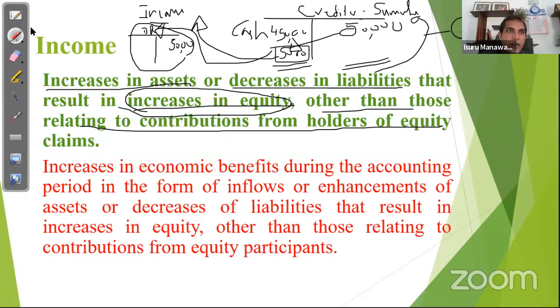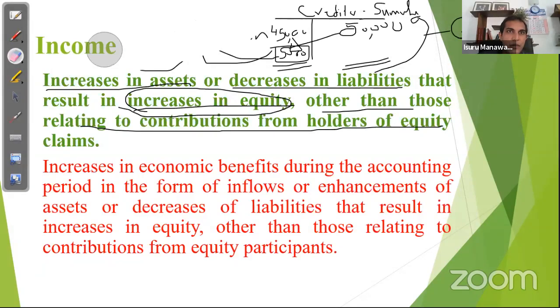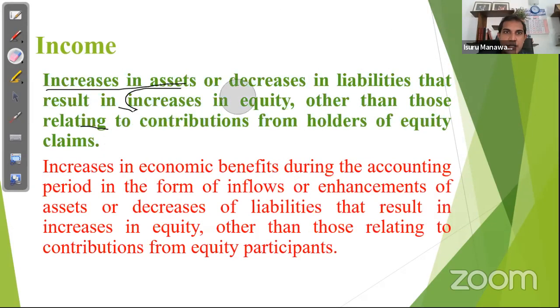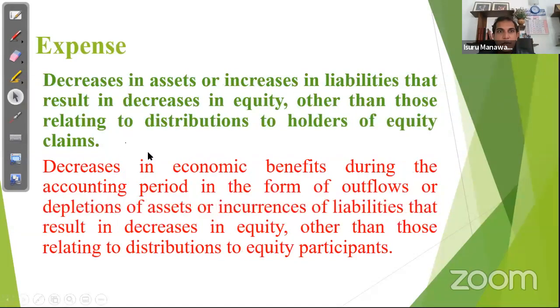Now I'm going to discuss the last element, that is expense. Expense is the opposite of income. I already told you equity can change for two reasons: first, the owner's involvement; second, income or expense. Now we'll focus on expense.